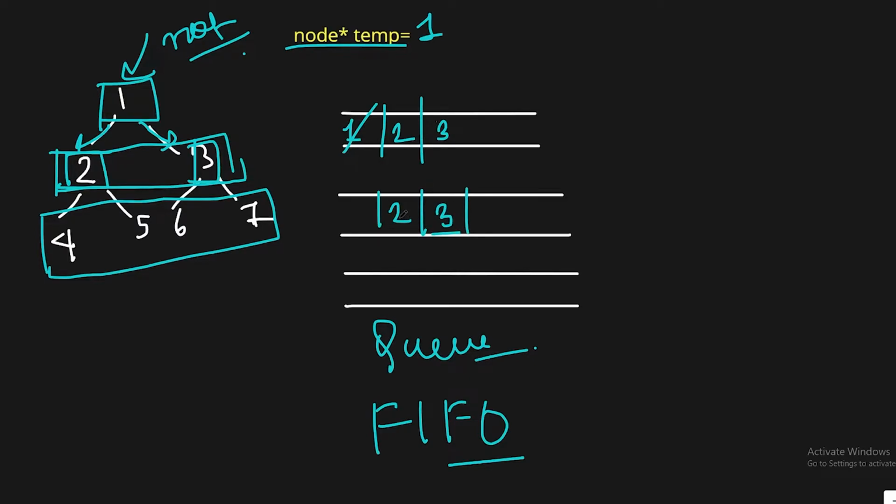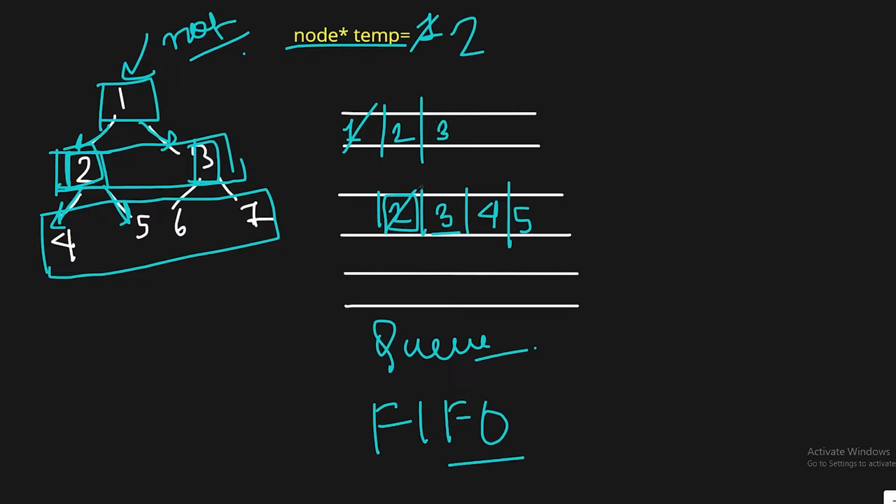Now again, we are going to take the front element of the queue, that is 2, into the temp, and again we are going to perform the similar checks. So now the pointer shifts to 2. We check whether 2 has a left node and a right node. Yes, we can see that it has both. So we are going to push the left node and the right node of 2.